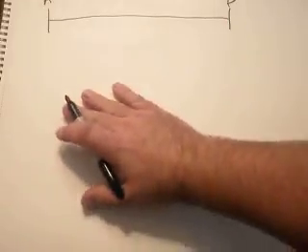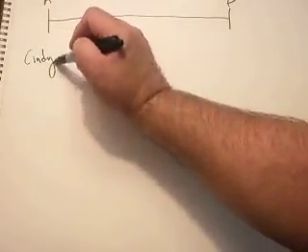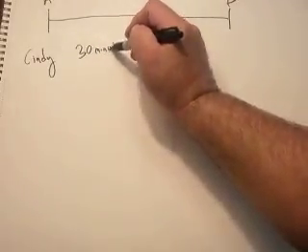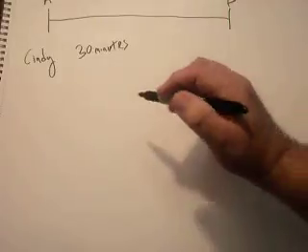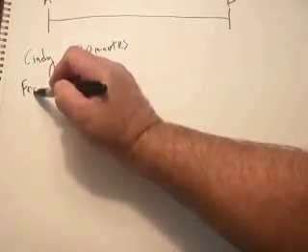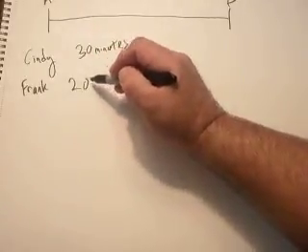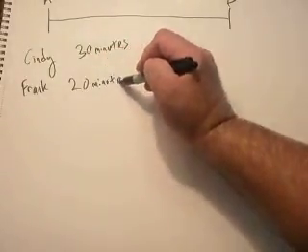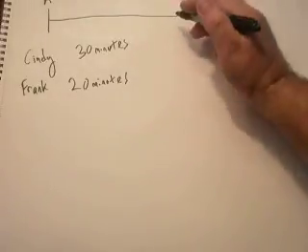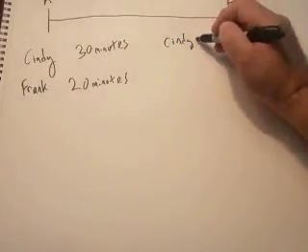And we know Cindy gets there in 30 minutes. And we know that her husband, Frank, gets there in 20 minutes. We are trying to figure out Cindy's average speed.